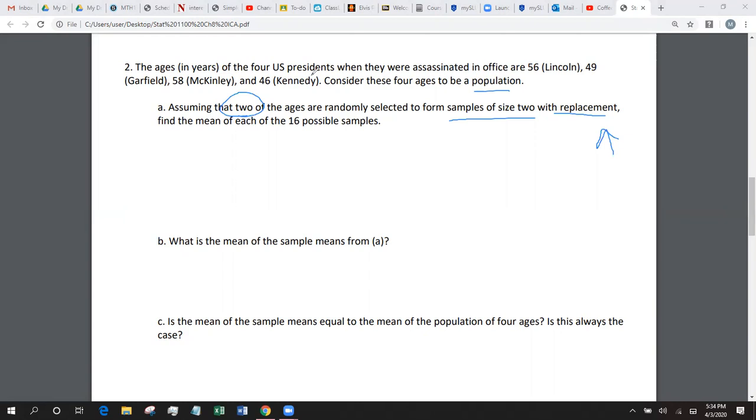So to find the mean of each of the 16 possible samples, we first have to list each of the 16 possible samples. So I'm going to just go ahead and go in order here. I can have 56 as the first part of one sample, and then I could, again, draw 56. I can have 56 and 49. So notice this one right here is possible because we have the with replacement.